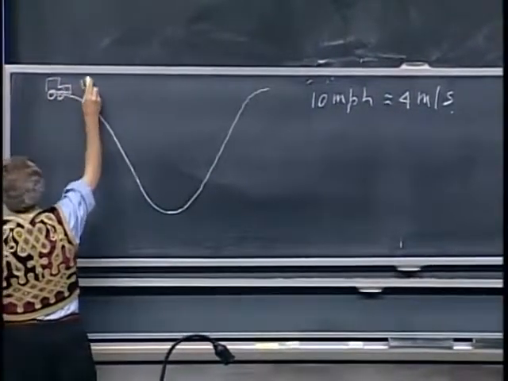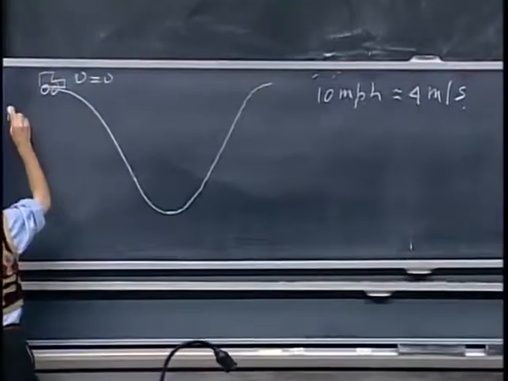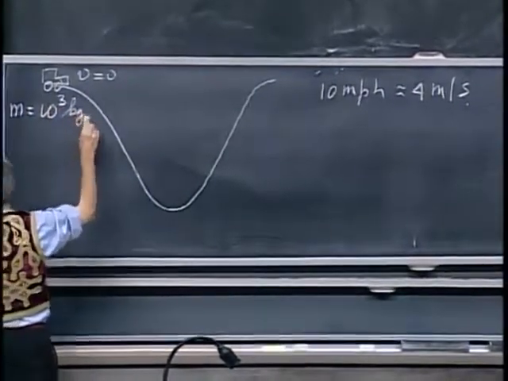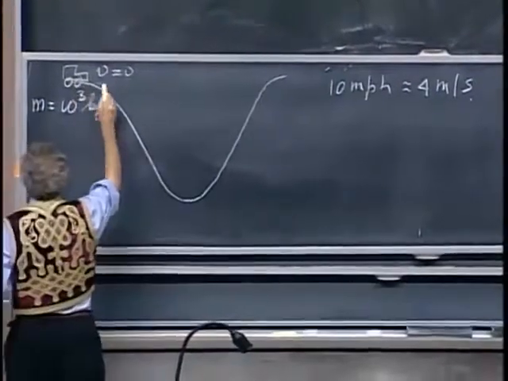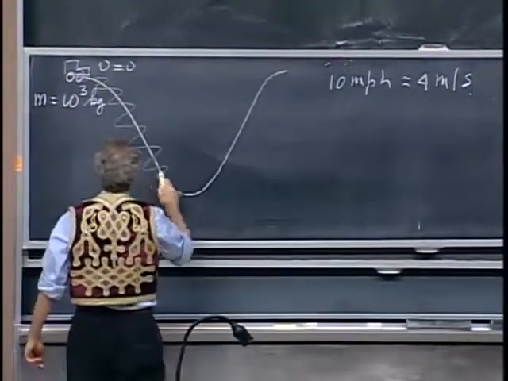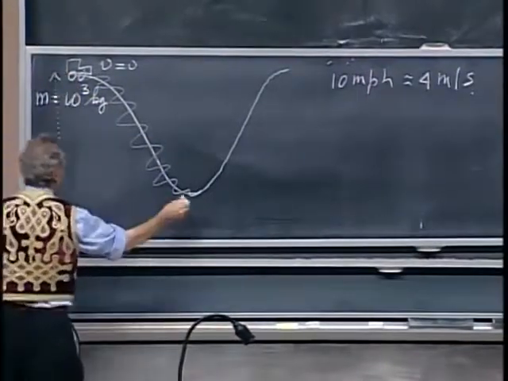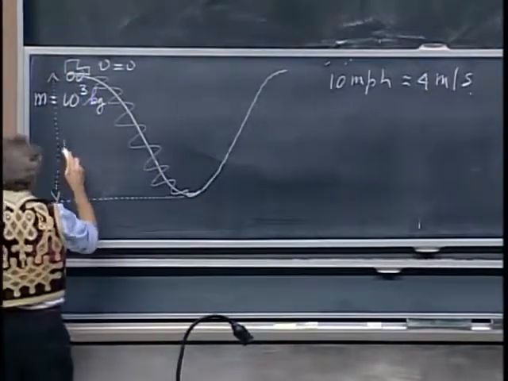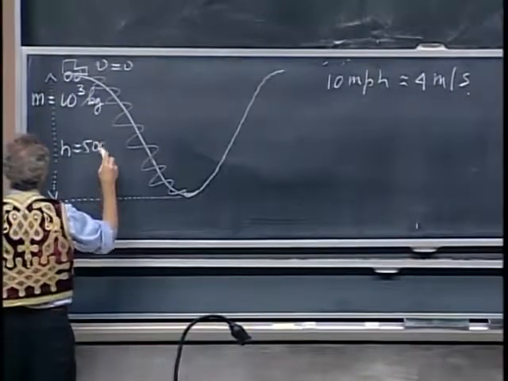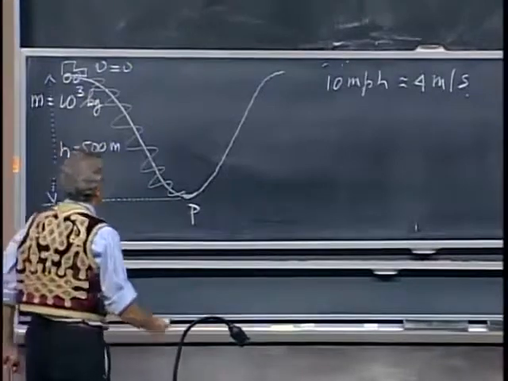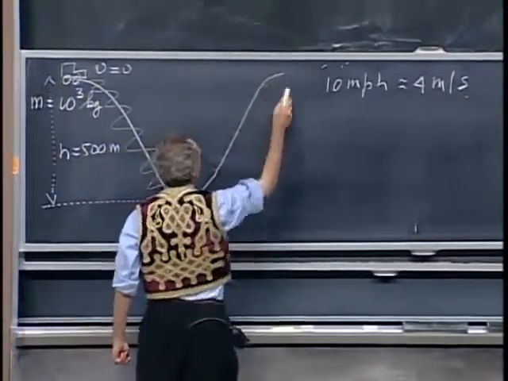And let's assume you start out with 0 speed, and let's assume that the mass of the car, I'll give it nice numbers, is just 1,000 kilograms. And so you zigzag down this road. Let us assume that the height difference, h, let's give it a number, 500 meters. And you arrive here at point P, and you later have to go back up again.